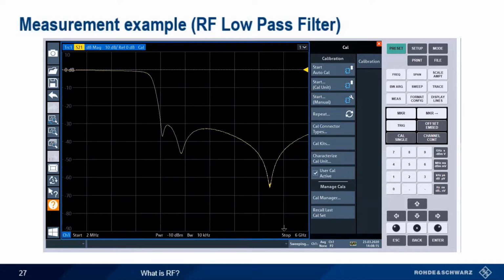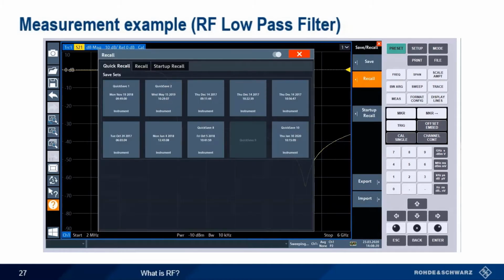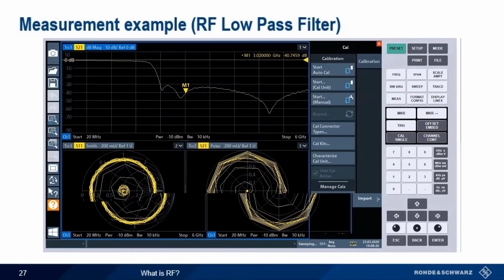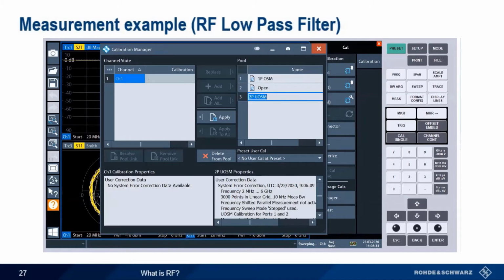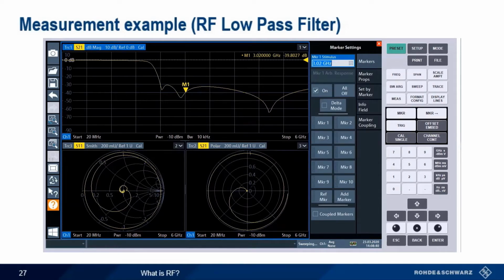So I want to recall a setup I previously did for this configuration. And initially it doesn't have any calibration assigned to it, so I'm going to apply the cal that I just performed to this setup. And you can see here now I've got a marker. You can see a very nice low-pass filter response. And I can move that marker around here in the stop band a little bit to see its response. But if I couple the markers together, all the markers move simultaneously.